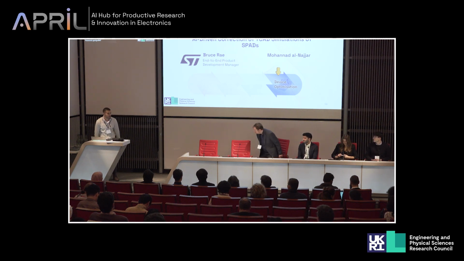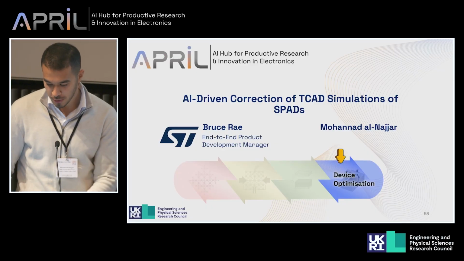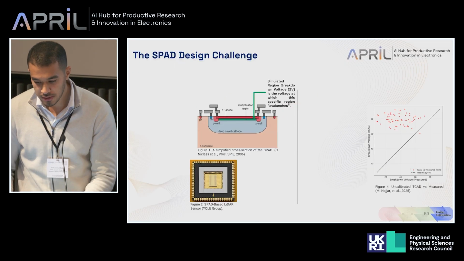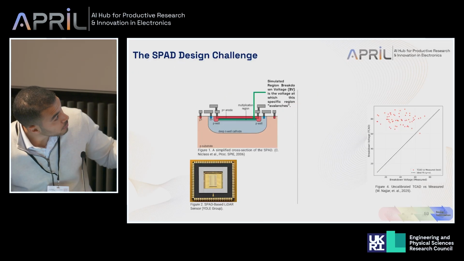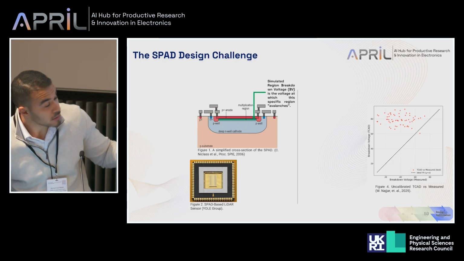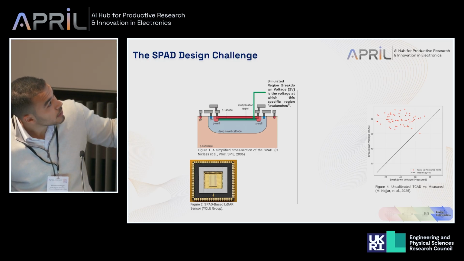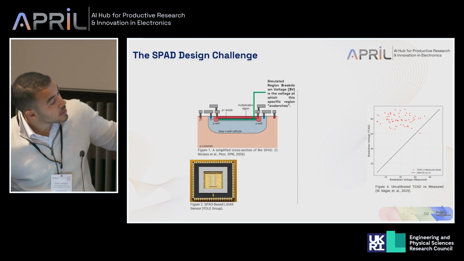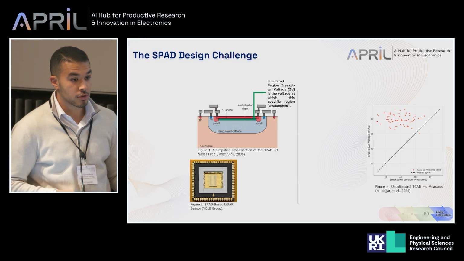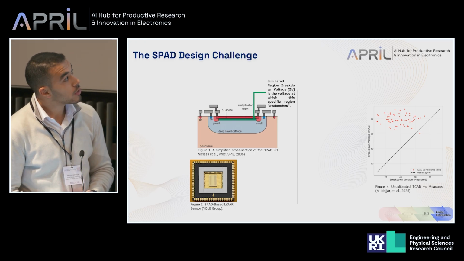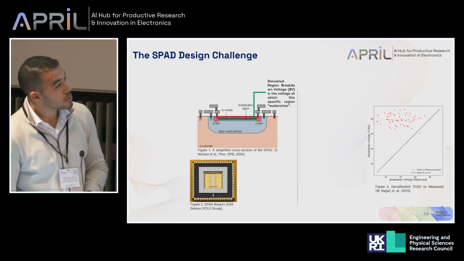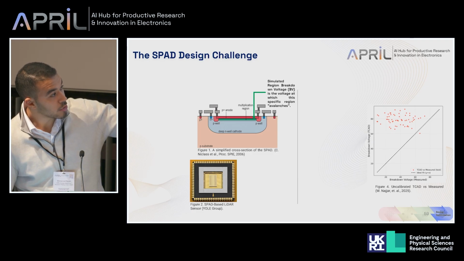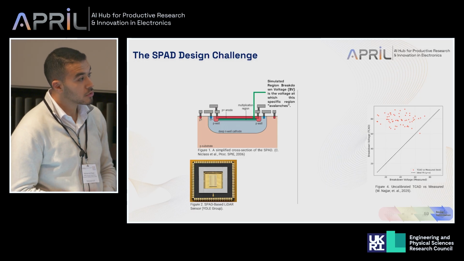Thank you, Bruce. Thank you, everyone. So, as you can see from there, that's a SPAD device. That green region is where we're trying to simulate. This region is where the photons avalanche, which we're trying to simulate and try to find the discrepancies. This is a SPAD device, and this was uncalibrated TCAD versus measured data.